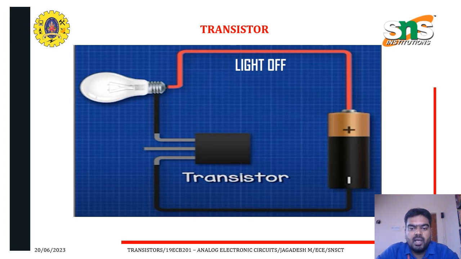So here, among the base, emitter, and collector, the base is a very, very important one, where we are giving current. Based on the base current only, the current conduction will take place in the transistor.